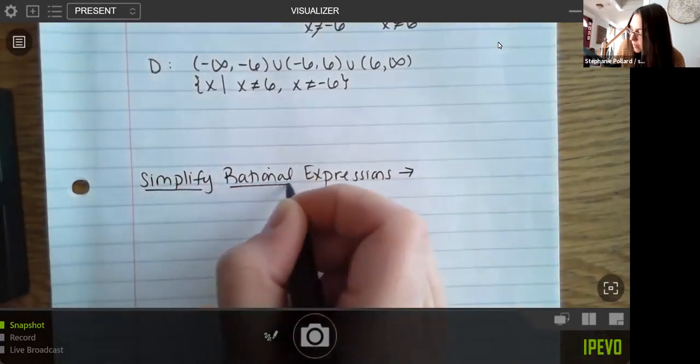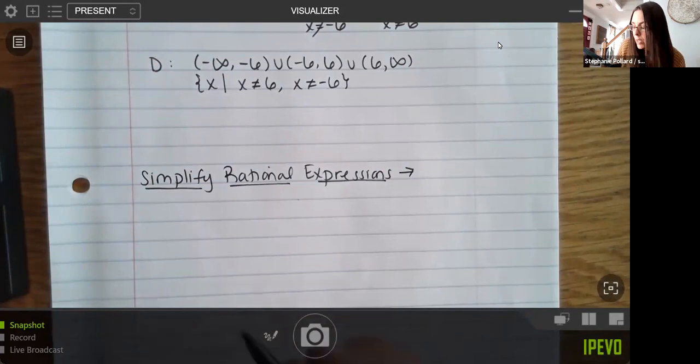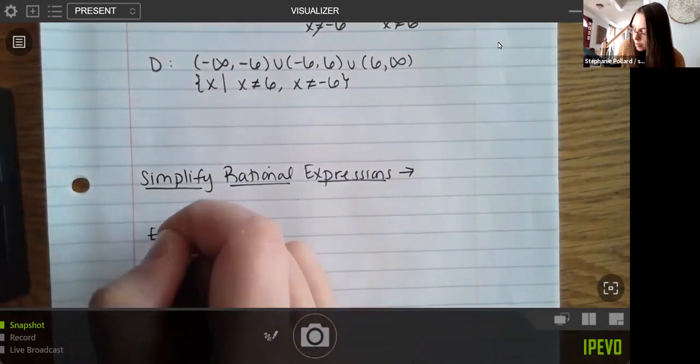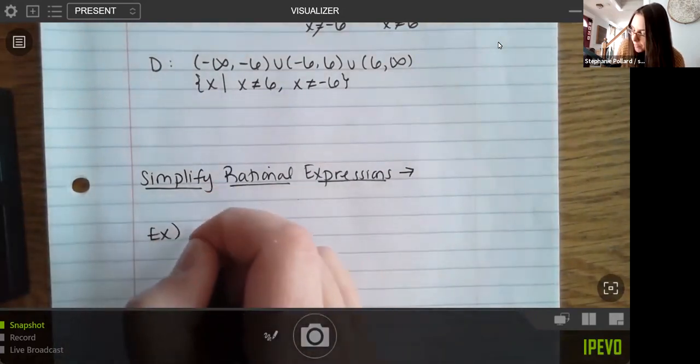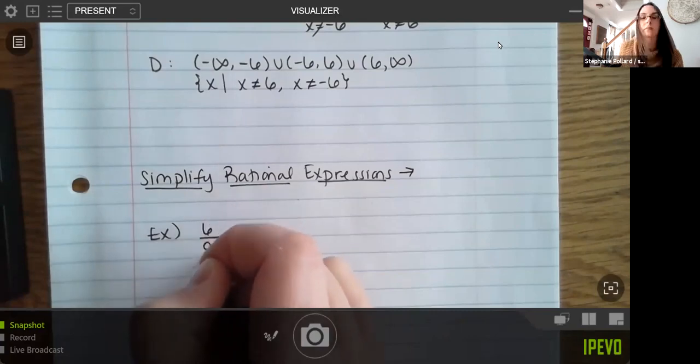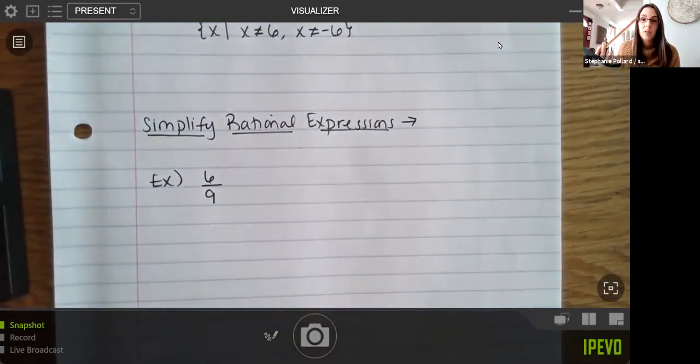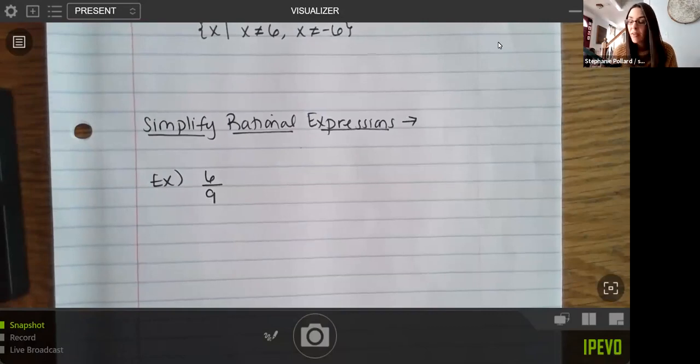And I want you to think about how you would do a fraction problem first, right? So let's say you had a basic fraction problem. Maybe I have, how about 6/9? Right? Now there's different ways to simplify. You can either think of it as dividing or canceling out common factors.